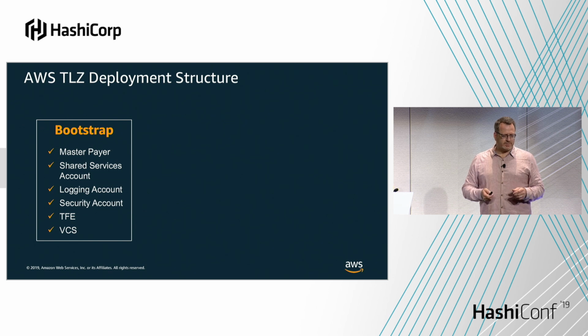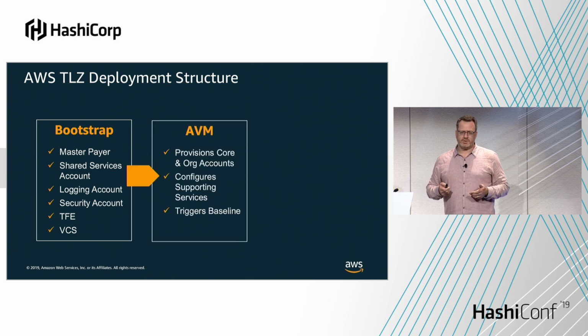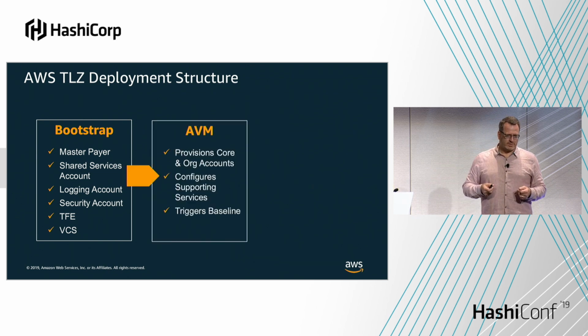But the key for it is once we get this stood up, now we've got an instance of Terraform Enterprise, our key thing is we want to deploy the account vending machine. The account vending machine is a module that gets deployed out, gets part of the PMR in Terraform Enterprise. Its big key thing is to actually do the provisioning of the core and organization accounts. We'll talk a little bit about that one too.